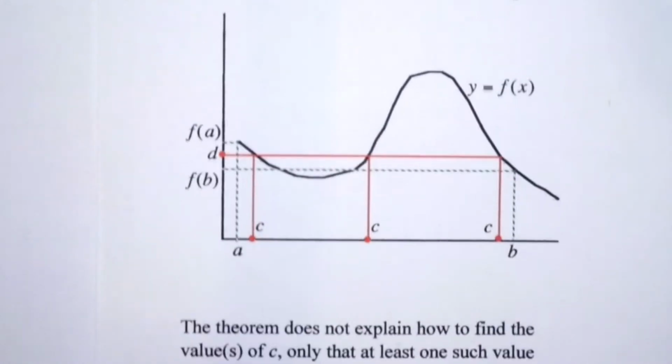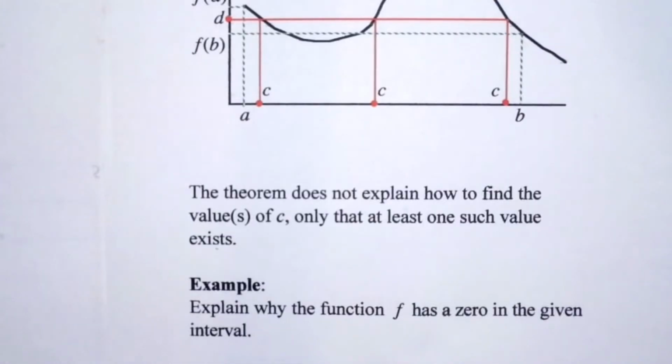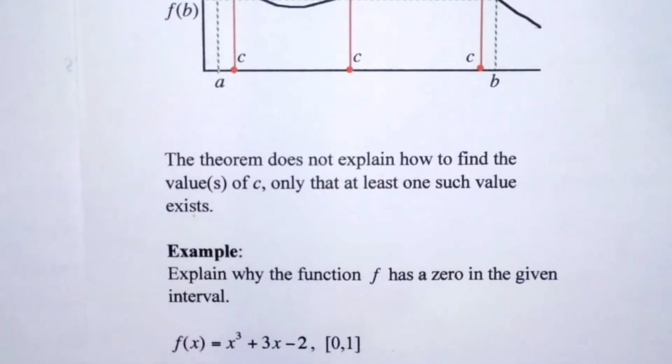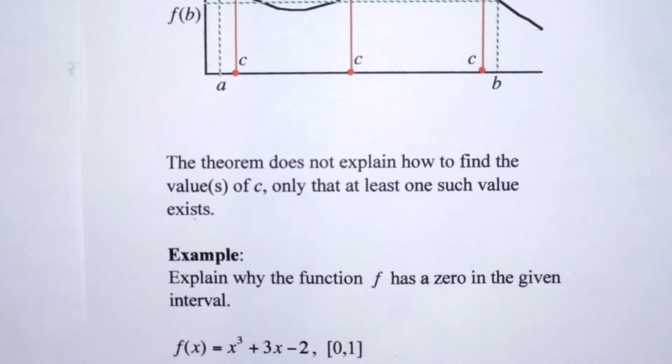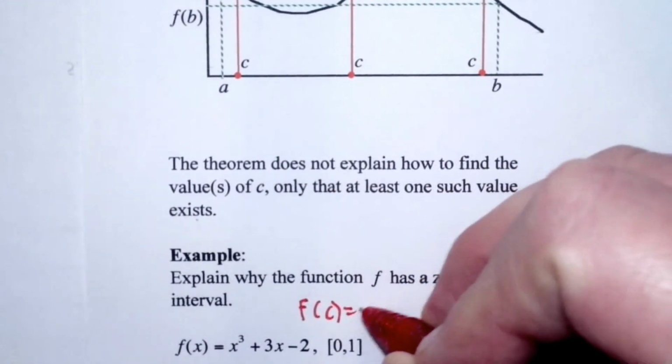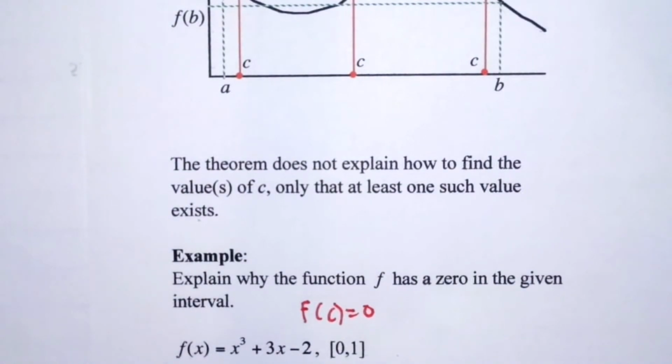Alright, so let's look at an example, an application of the intermediate value theorem. Explain why the function f has a 0 in the given interval. What do we mean by a 0? A 0 is a number c such that f of c equals 0. So in other words, it's an x-coordinate where the graph of the function crosses, or at least intersects, the x-axis. Alright, so we've got f of x equals x cubed plus 3x minus 2 on the interval from 0 to 1.